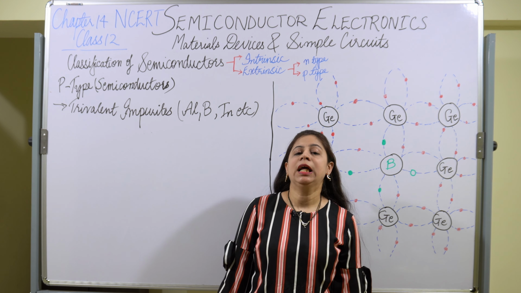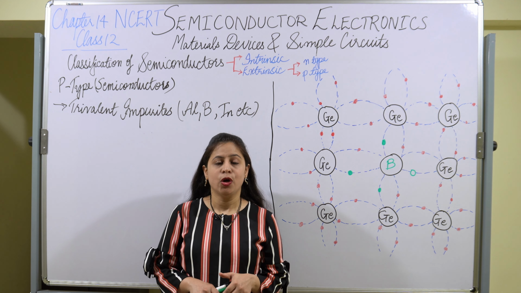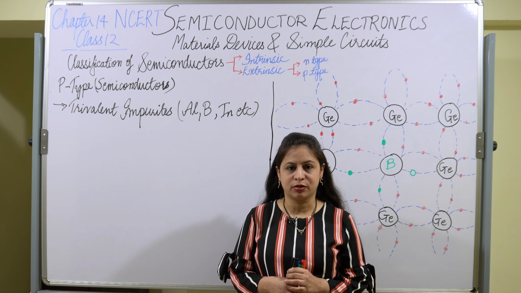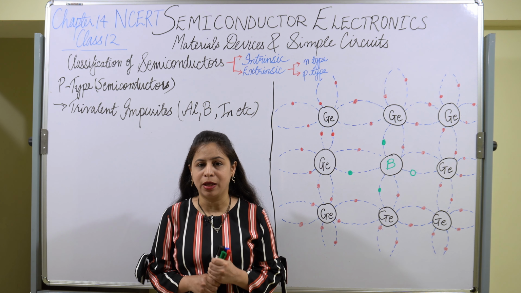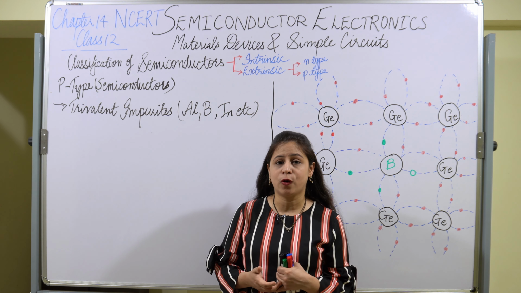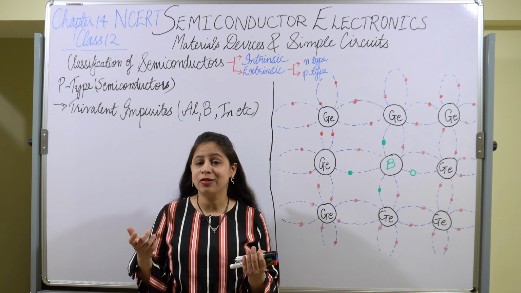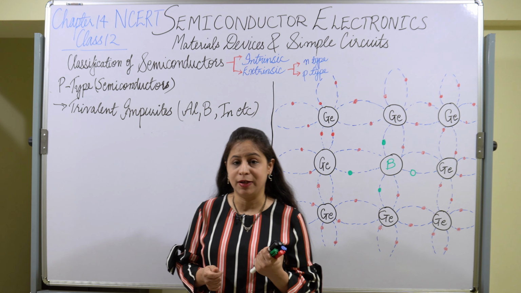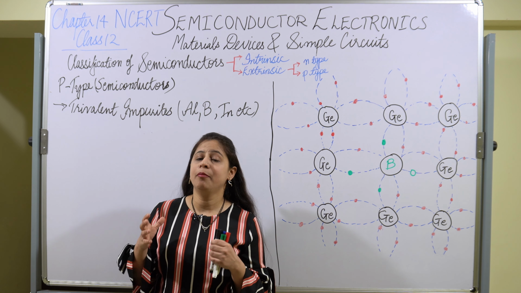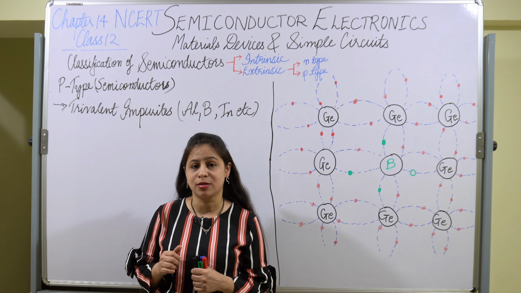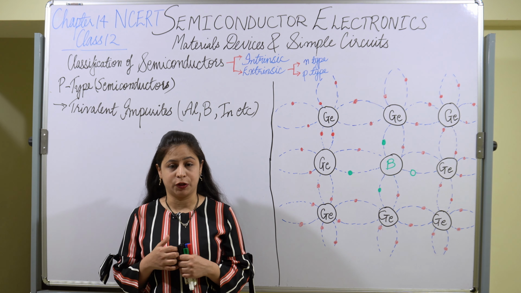Good evening students. Let us start with the p-type extrinsic semiconductors. We have already seen n-type semiconductors in which we had pentavalent impurity. We have also seen what doping is. Doping is the deliberate addition of impurities to a pure crystal in order to enhance the conductivity. So if we add trivalent impurity to a crystal, the crystal so formed is the p-type semiconductor.